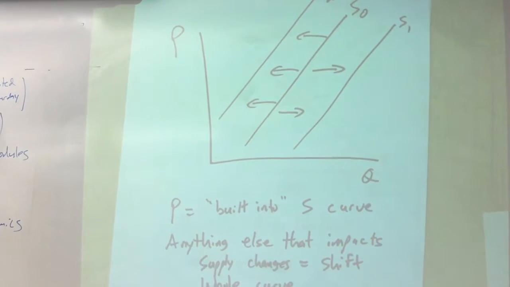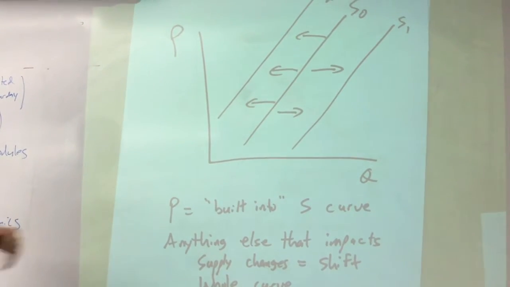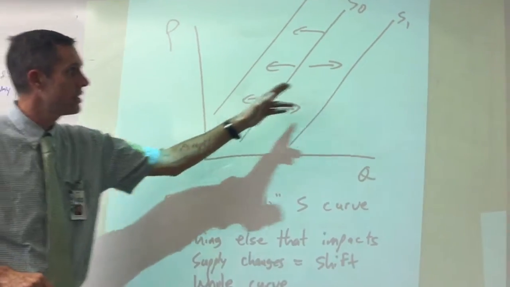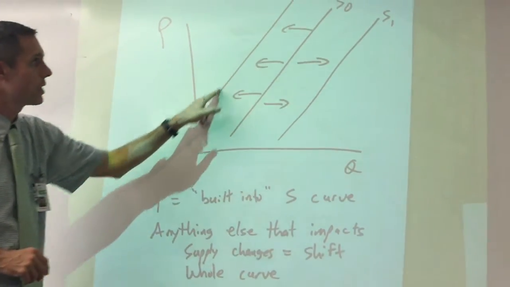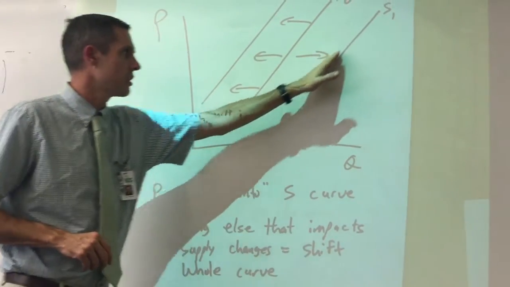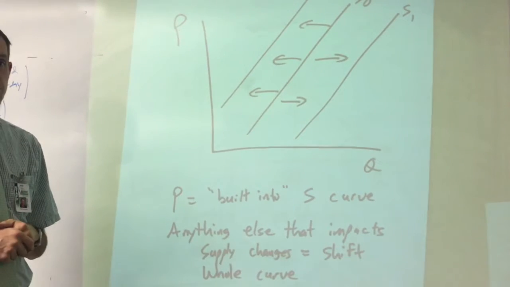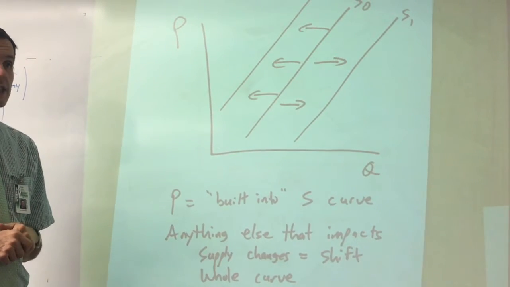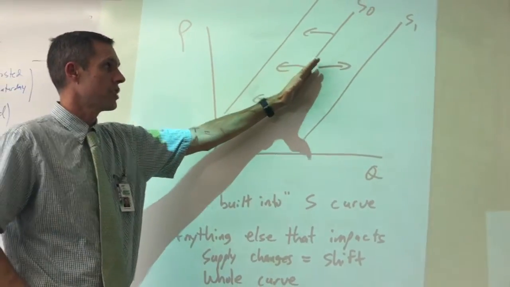If anything besides price changes for the supply curve, the whole curve shifts. Price is, in a sense, built into this particular curve. Anywhere along this line, it'd be a movement along the line. If anything else shifts, something that might change factors of production, the weather would be a good example. If there's great weather for farming, supply is going to shift to the right.